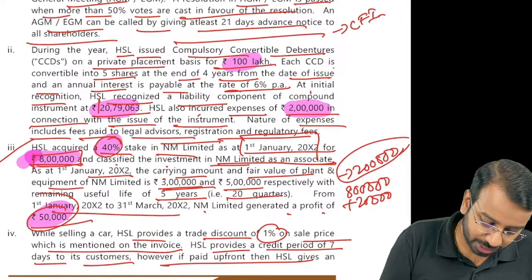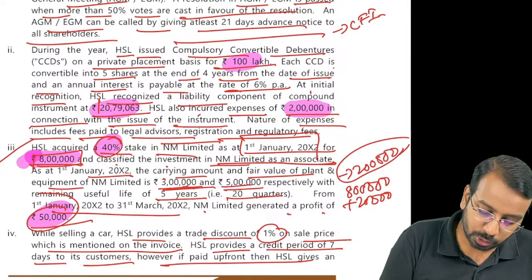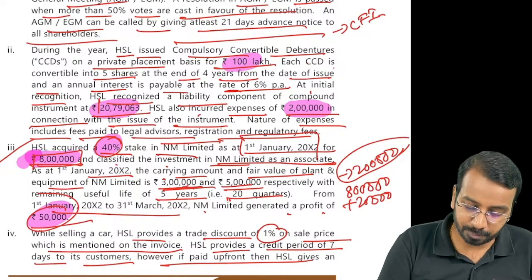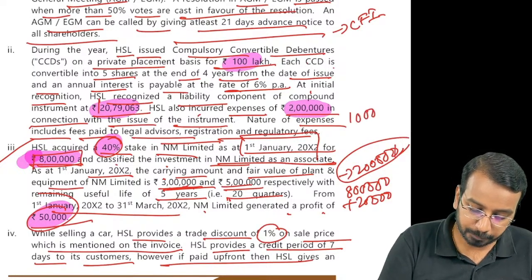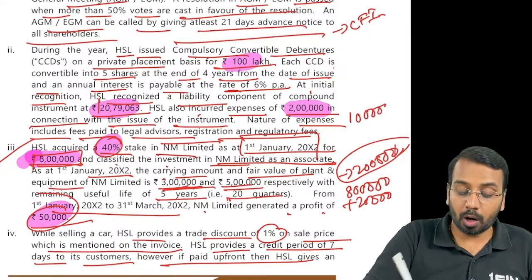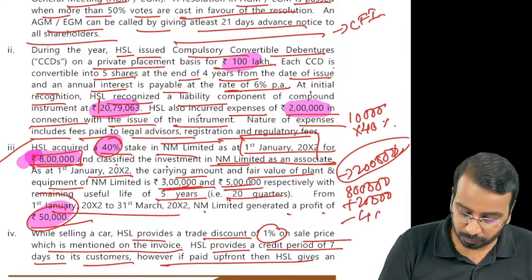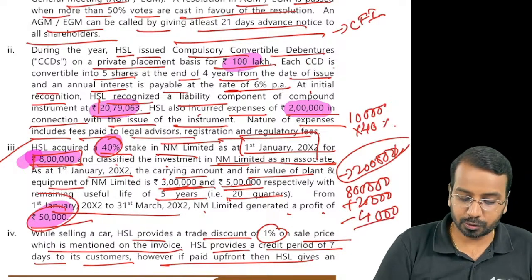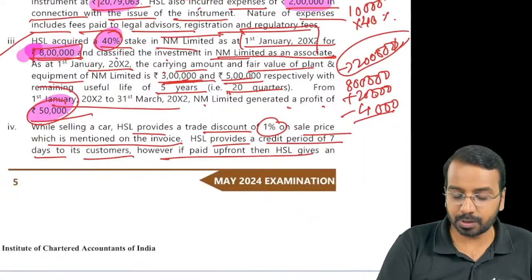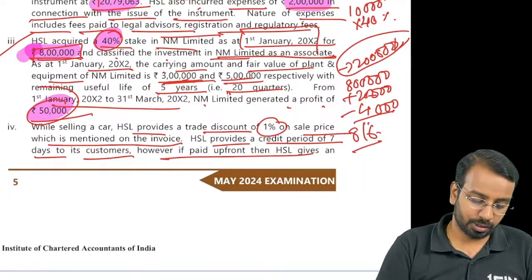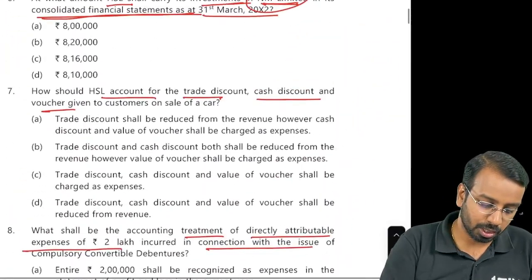What is the additional depreciation? 3 lakhs to 4 lakhs. 2 lakhs is the difference. This is for 20 quarters. For 1 quarter it is 10,000. Right? Of this 10,000, what is our portion? 40%. So this extra depreciation of 4,000 also you will adjust. So that will give you 8 lakh 20,000 minus 4,000, 8 lakh 16,000. So the answer is 8 lakh 16,000, option number C.